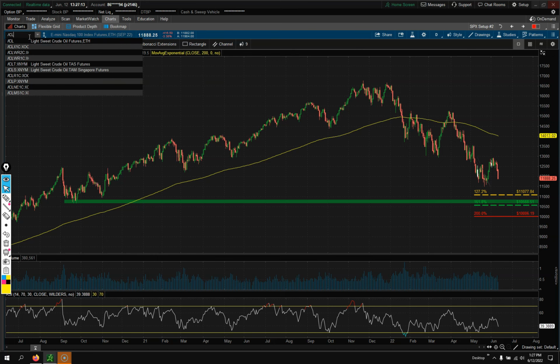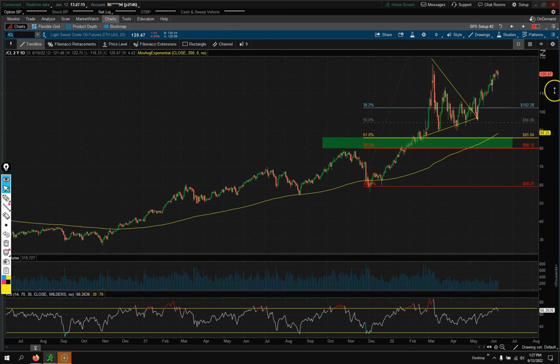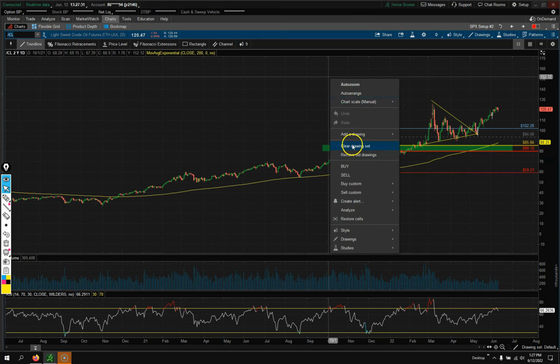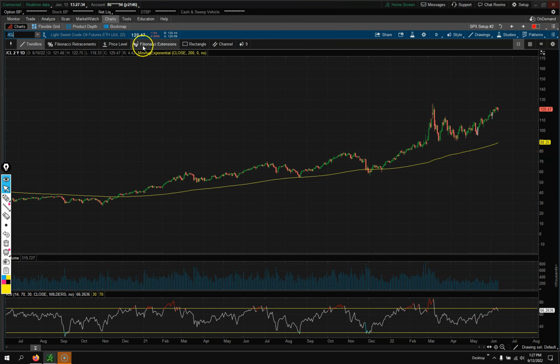Let's take a look at crude oil. Crude oil, nice breakout of this wedge. If we clean everything up right here, okay, what we're going to see is projections of where price potentially could go. So let's get rid of all these.